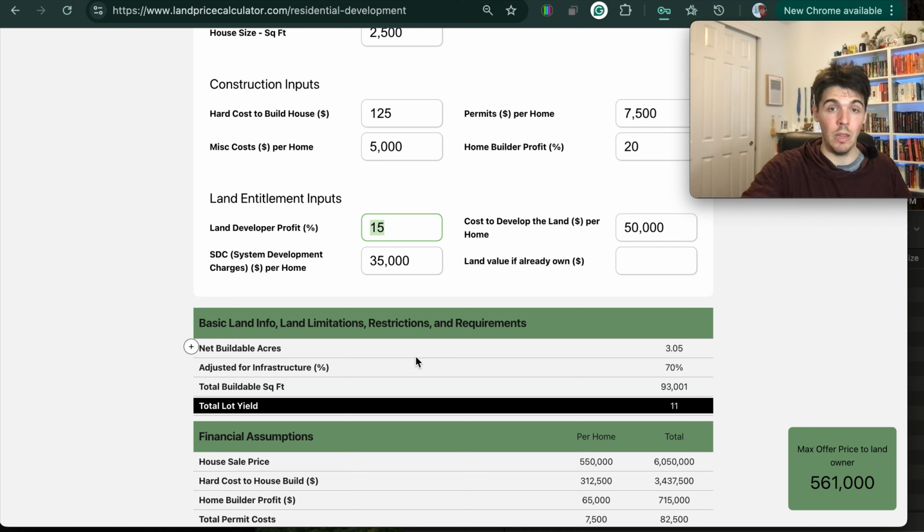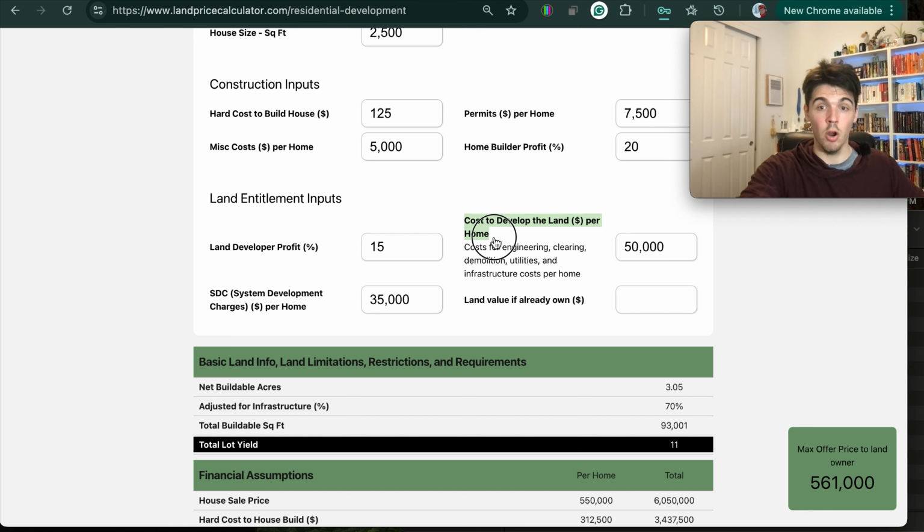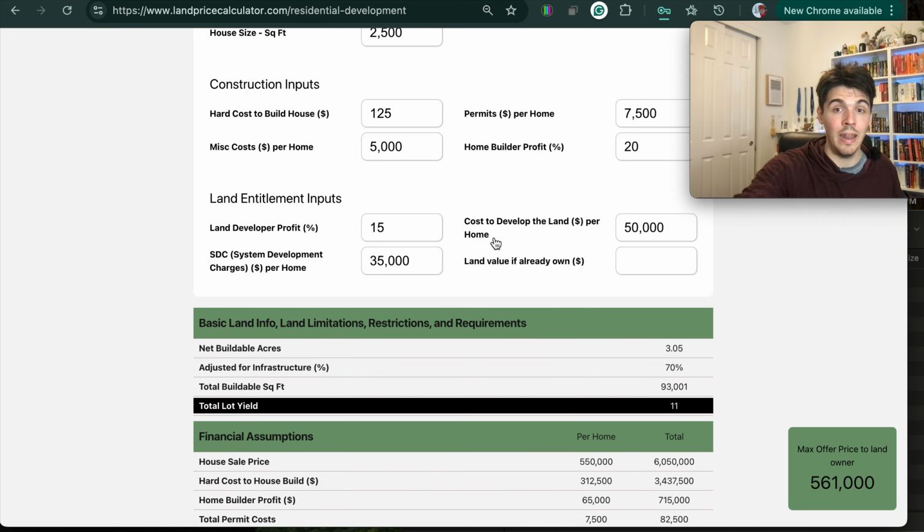And the final land value is land price plus entitlements. That will include the cost to develop the land per home. How much does it cost to put in roads and utilities? That can get very expensive. You could expect to pay anywhere from $50,000 to $100,000 per lot. We can say $75,000 to get the road, utilities, and everything set up, ready for the build.